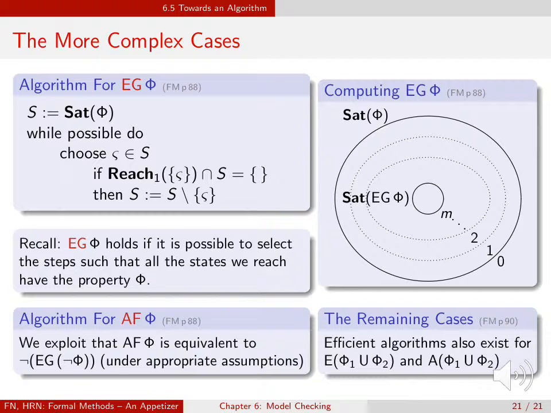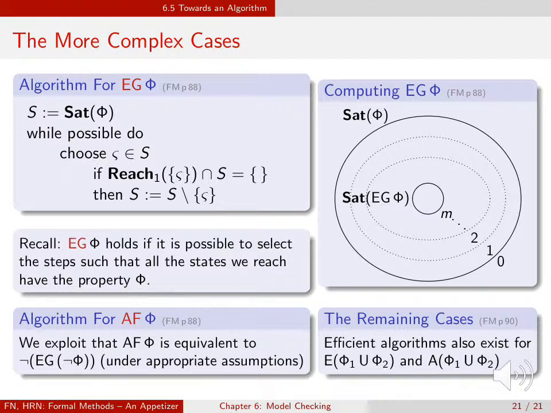This also gives us a way to deal with another formula, AF of phi, because thanks to our simplifying assumptions, we have a nice law of double negation. So AF of phi is in fact equivalent to the negation of EG of the negation of phi. And since we already have the algorithms for dealing with EG and for negation, we can put these things together and get an algorithm for AF of phi.